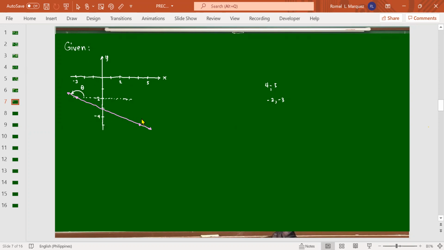And what do you expect for the slope, guys? What do you expect for the slope? This is supposed to be the slope. Rise, then run, no? Our run in this case is negative, and the rise is positive. Okay, guys?